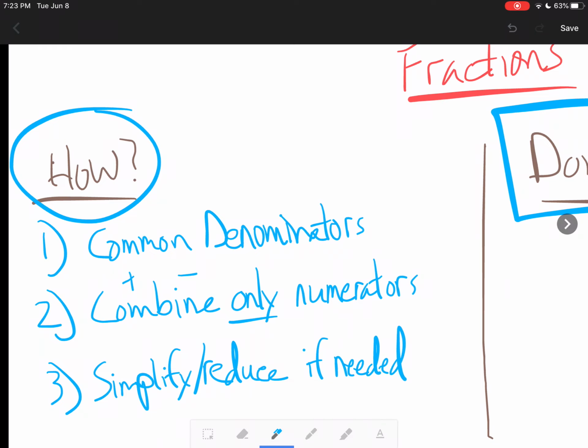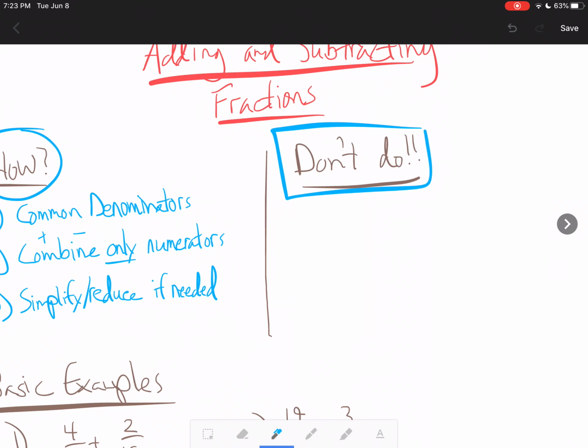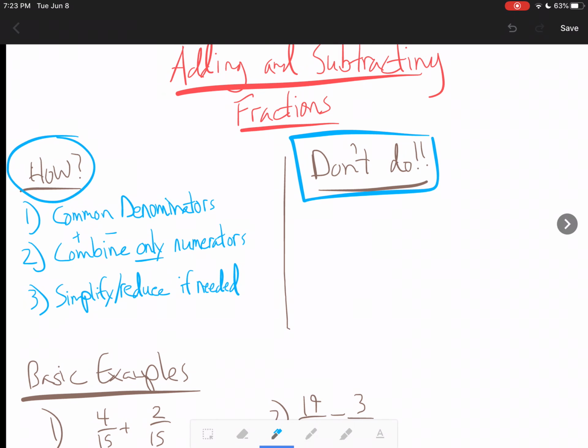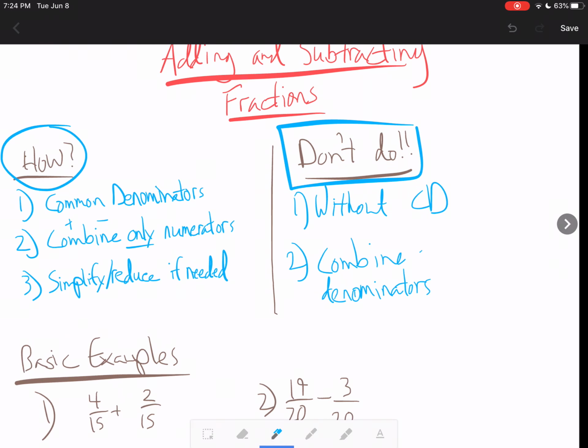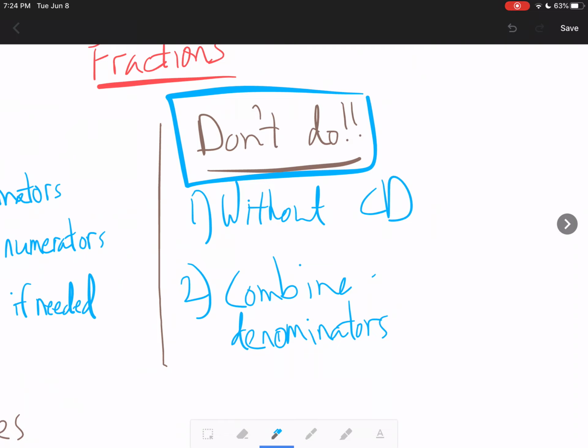Okay, so let's now go over to this don't do side. Things that just drive math teachers up the wall and make them very angry when they're grading your papers. All right, first one is don't combine without common denominators. Second, don't combine denominators, period. Combine denominators. So this is what I'm talking about. This is what will drive a math teacher up the wall. Just make them go absolutely crazy.